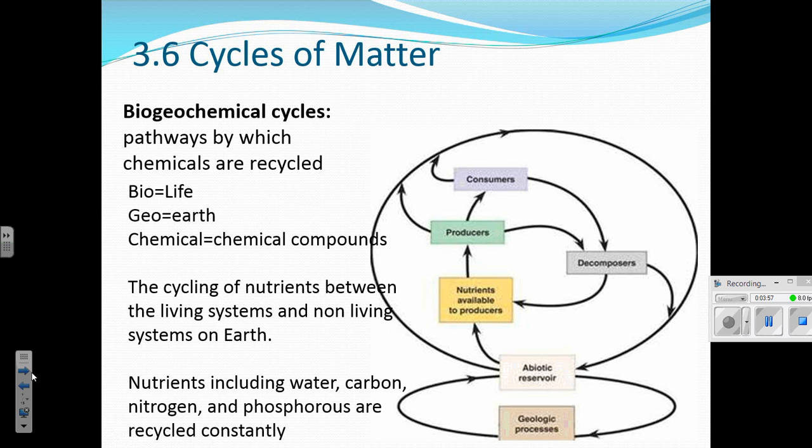Next section is 3.6, the biogeochemical cycles. Okay, so bio means life and geo means earth. So it's basically the cycling of chemicals around our ecosystems through living things and through the abiotic factors. So we're going to look at water, carbon, and nitrogen cycles.